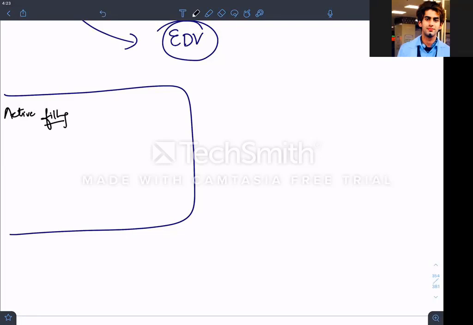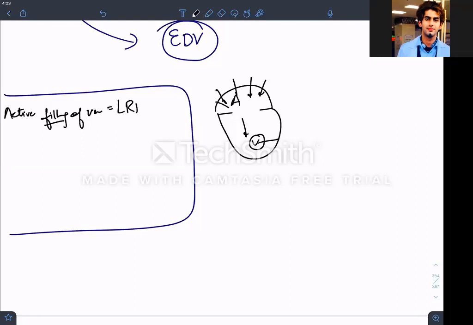So if I say active filling of a ventricle, it means the filling is happening because of the atrial contraction. Listen to my words. Active filling of ventricle means, this is ventricle, this is atria, when the atria has contracted to fill the ventricle. Or you also call it LRFP, last rapid filling phase, because it is happening because of the atrial contraction.